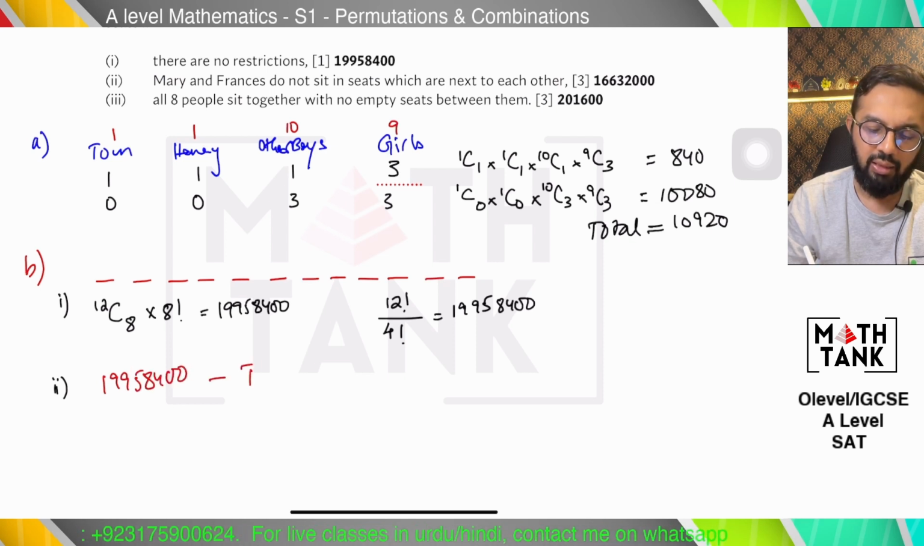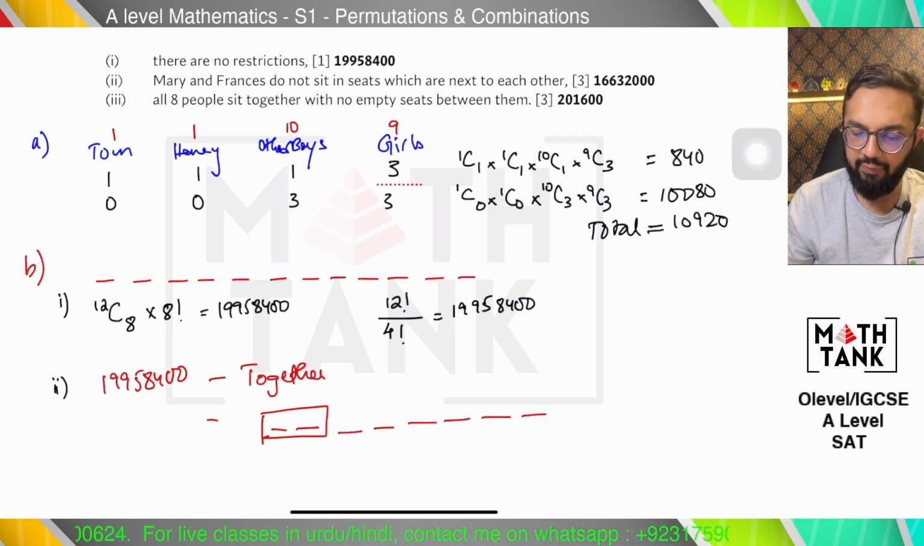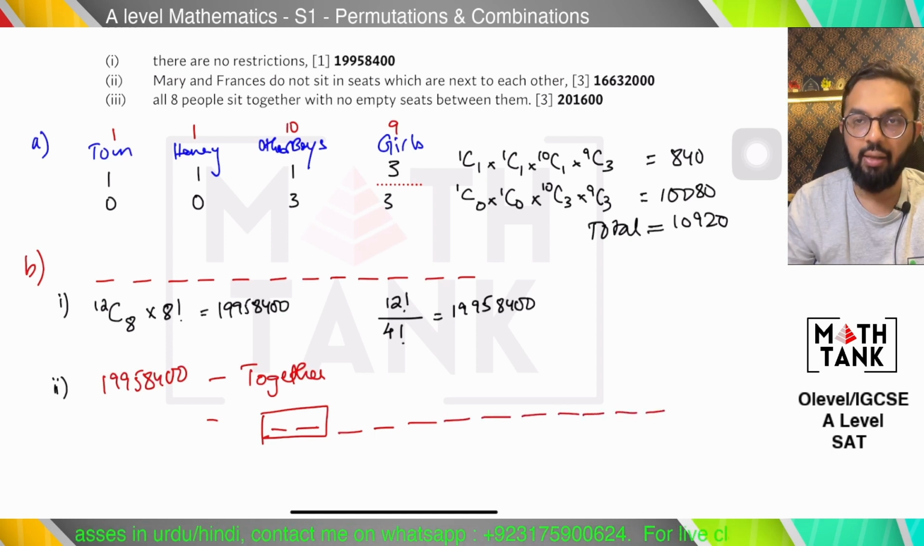199,584,000 minus together. How do you keep anything together? You draw a box around it. Mary and Francis, how many other seats? There are 10 other seats: 1, 2, 3, 4, 5, 6, 7, 8, 9, 10.